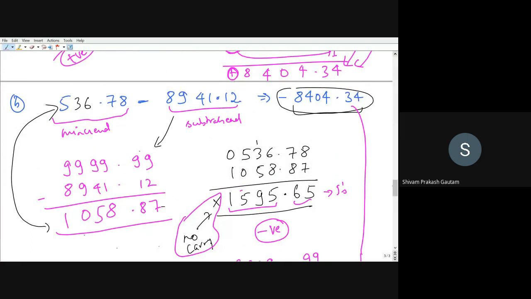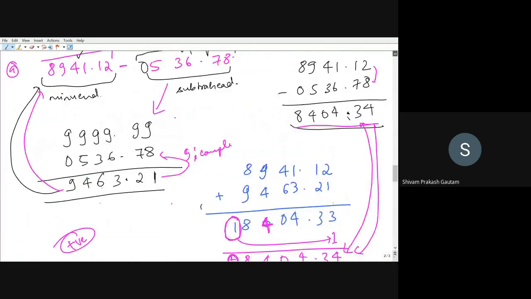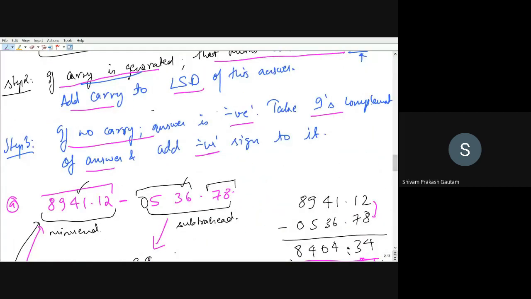What we have done, we have taken the 9's complement of this number, because this is the subtrahend. The step says that you have to take the 9's complement in order to do 9's subtraction. So once we have taken the 9's complement, this will be our result. Now we have to add it to the minuend. That is what has been done in this step. And once we have added, we have seen that there is no carry. And since there is no carry, what is the step? If there is no carry, the answer is negative. Take the 9's complement of the answer and add a negative sign to it. Right? This is our step number 3.